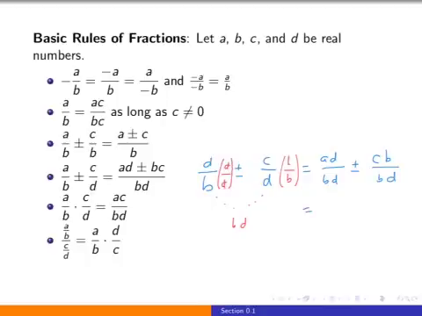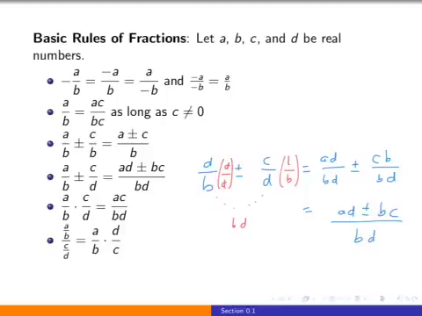And once you get it to this case, it's the familiar rule above where you have the common denominator. So everything would be over BD, and in the top we have AD plus or minus the quantity BC. And notice there's no difference between writing BC or CB because the order that we multiply does not matter. In terms of multiplying fractions, you just multiply the tops and the bottoms.